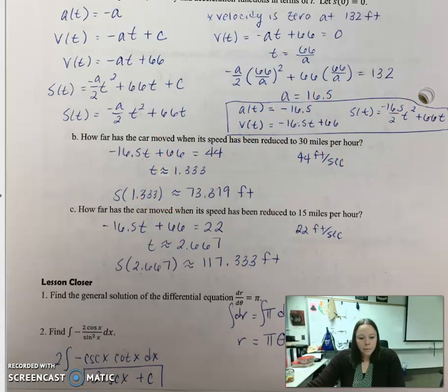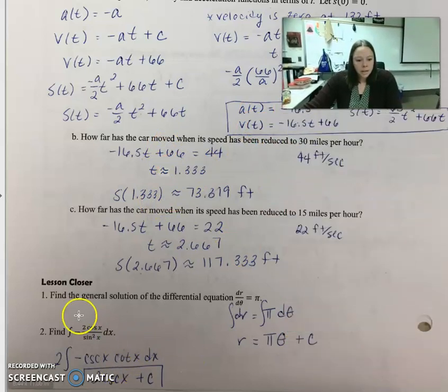Okay. All right, and then this last little lesson closer, find the general solution of the differential equation. So get your d theta over to the other side before you do the integral. And with an integral symbol, you'll always have a dr, or a d theta, or a dx. You need to know what you're doing the antiderivative with respect to, so that's really important. Okay, now that's just another example.